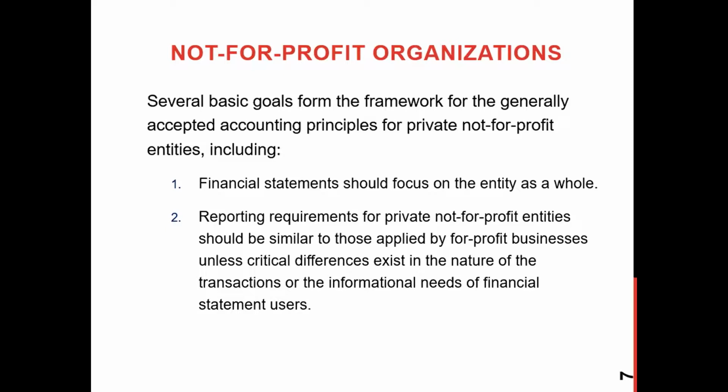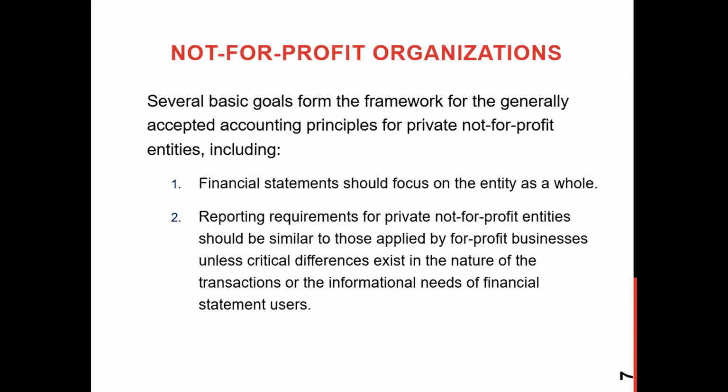And here you need to remember one thing, that there are two types of not-for-profit entities. One is governmental, another is private. So governmental not-for-profit organizations actually follow GASB standards. You learned in the last two chapters about GASB, that means Governmental Accounting Standards Board, but our focus in this chapter is mainly on private not-for-profit entities, and FASB actually sets the accounting standards for those private not-for-profit entities.